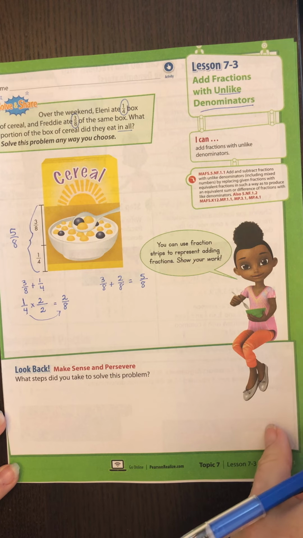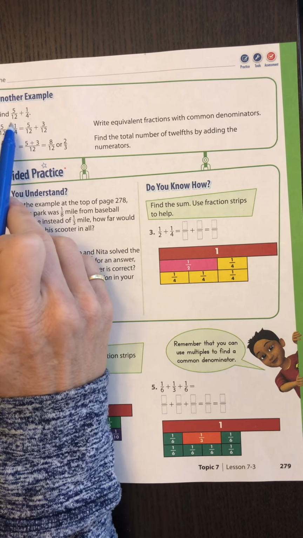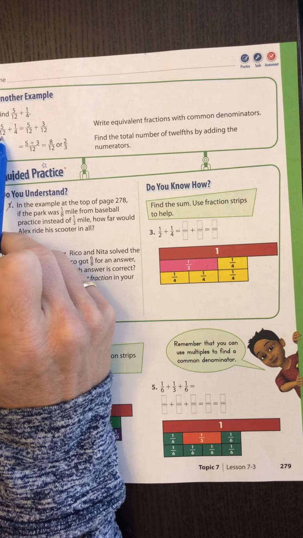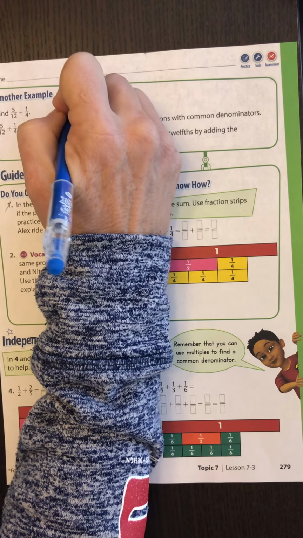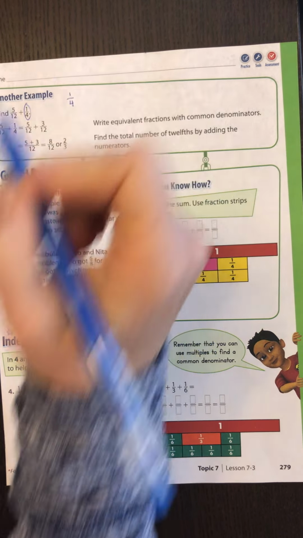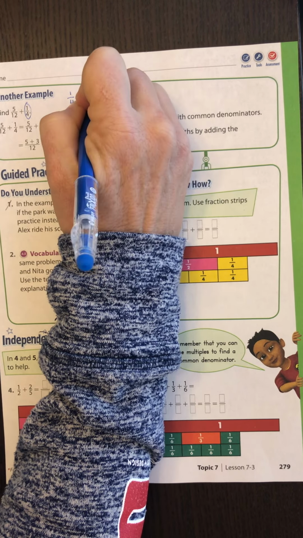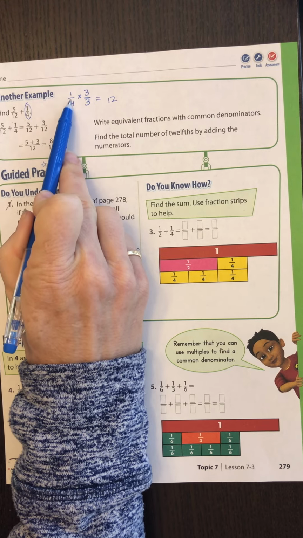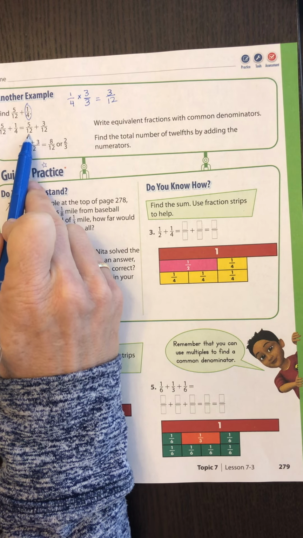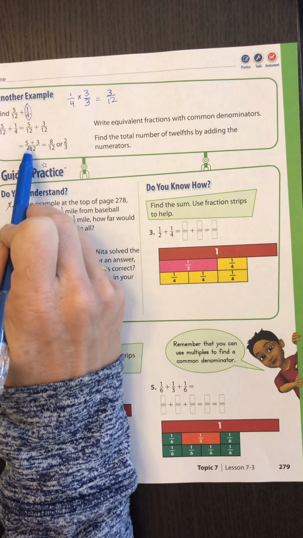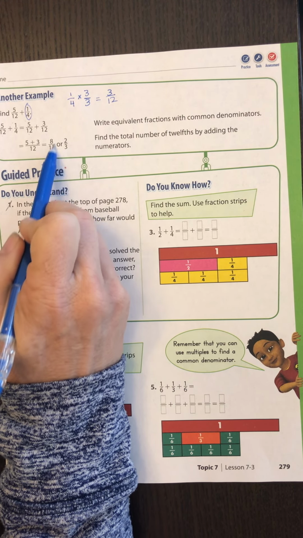All right, we are going to look at another example on page 279. We're going to find 5/12 plus 1/4. 5/12 plus 1/4 is the same as 5/12 plus 3/12. How do we know that? Well, we're going to convert our 1/4 into 12ths. We know that 4 times 3 is 12. That means we need to multiply our numerator times 3 as well. 1 times 3 is 3, and that's where the 3/12 comes in. So we're adding 5/12 plus 3/12. 5 plus 3 is 8. 8/12, or 2/3. Now, how did they get 2/3?